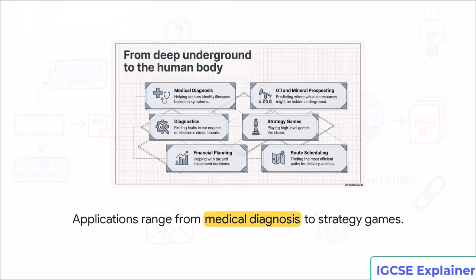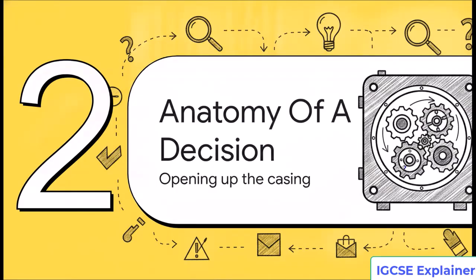We use them for medical diagnosis to help doctors identify illnesses based on a list of symptoms. But they're also used deep underground for oil and mineral prospecting to predict exactly where valuable resources might be hiding. They find faults in car engines. They play incredibly high-level strategy games like chess. They aid in complex financial planning for taxes and investments. And they even calculate route scheduling to find the absolute most efficient paths for thousands of delivery vehicles. It's really everywhere.